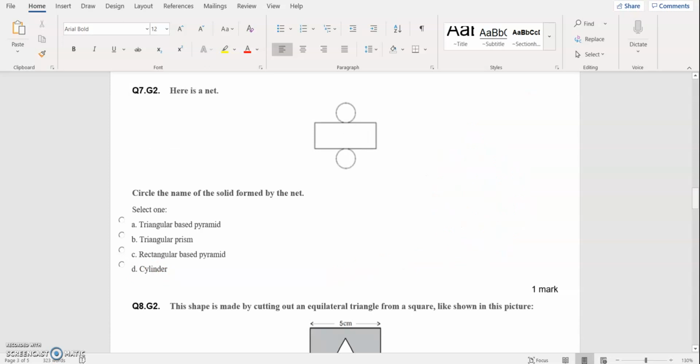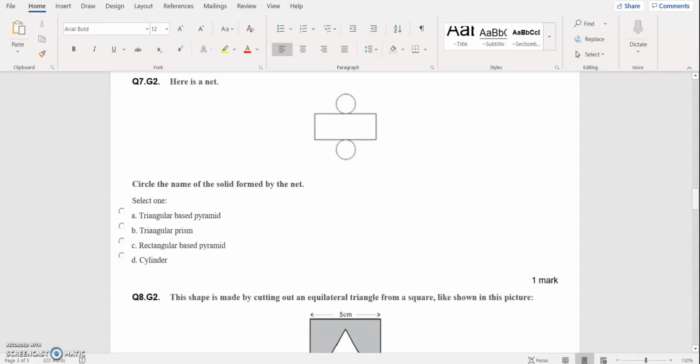Now we have a net. Circle the name of the solid formed by the net. As we can see, there is a circle at the top and a circle at the bottom. So if I draw these, and then there is a rectangle that connects these two, and that is a cylinder.